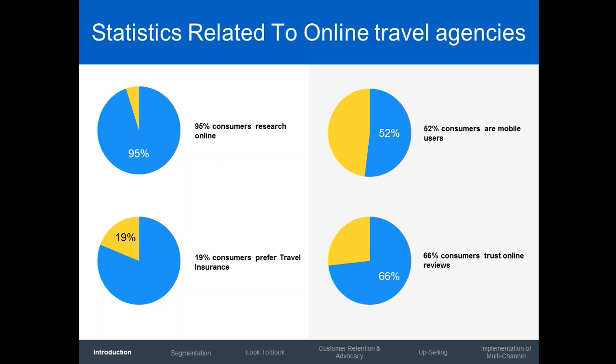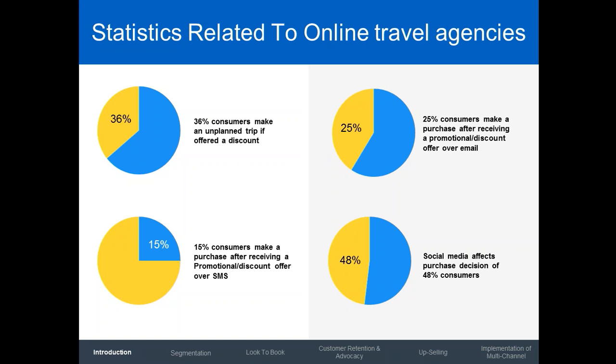About 4 or 5 years back, we used to get about 5% of total traffic on mobile, and about 6 months back, when I moved out of Yatra, it was close to 50%. And not only for Yatra, the whole online travel space was having more traffic from mobile. 19% consumers prefer travel insurance, 66% consumers trust online reviews, and that's how the role of TripAdvisor has become very important over a period of time.